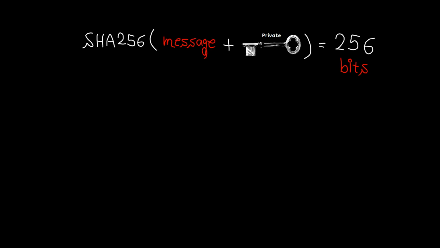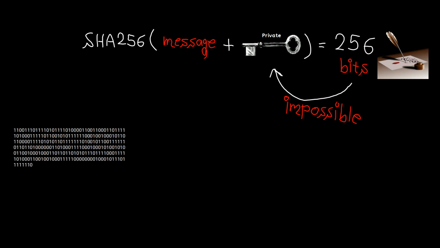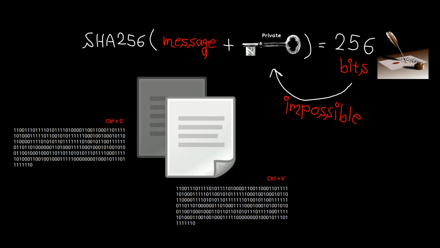You might say, okay Iman, I get it. It's impossible to find the private key from the signature. But why the hell would I need your private key? All I need is your signature to forge it. And you say, if the digital signature is basically a bunch of zeros and ones, what prevents me from copying and pasting it wherever I want? You're smart, but you wish that were true.